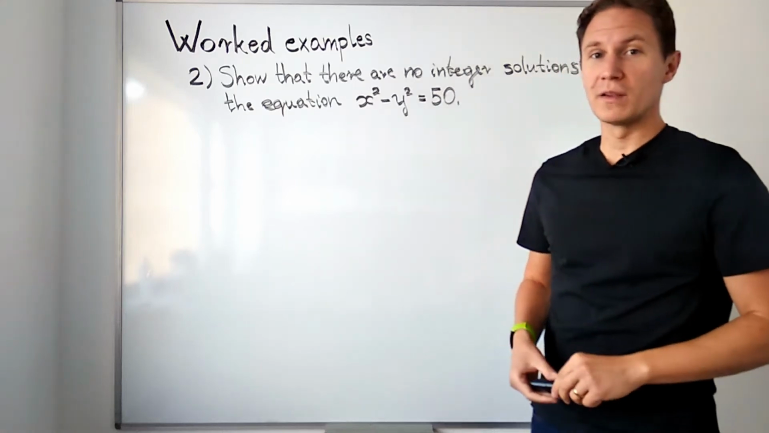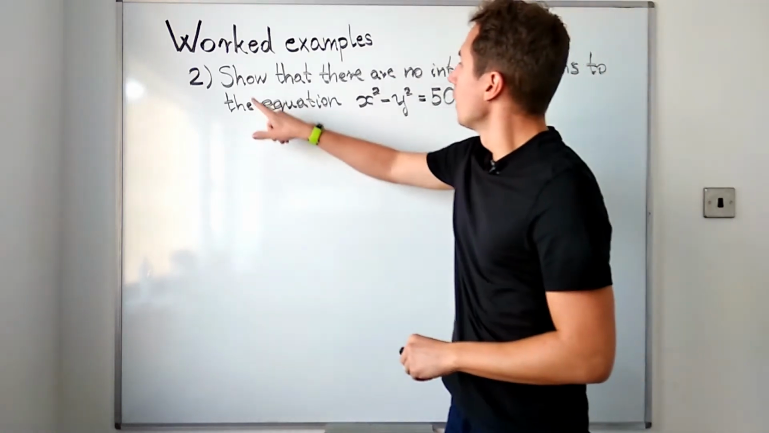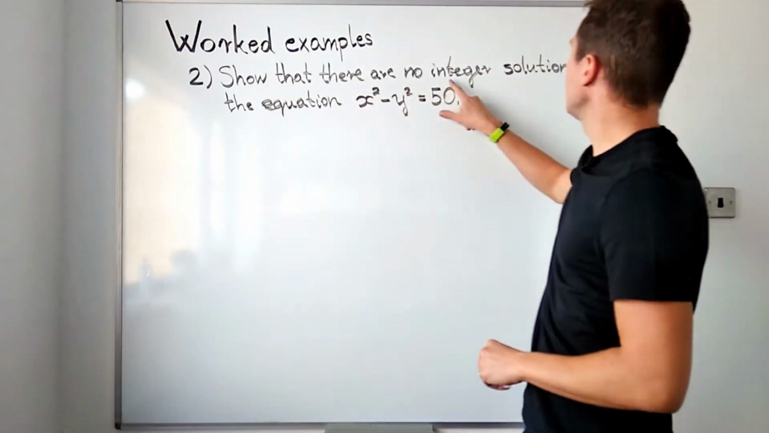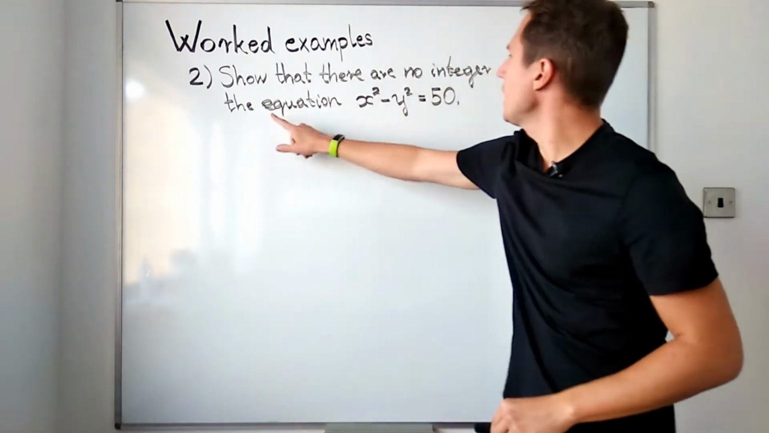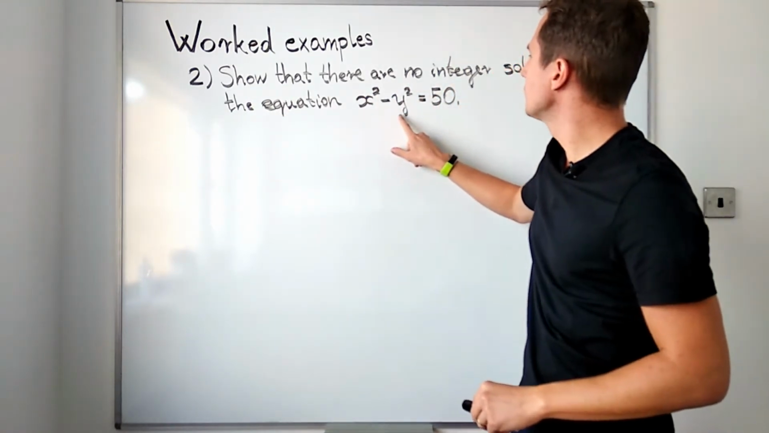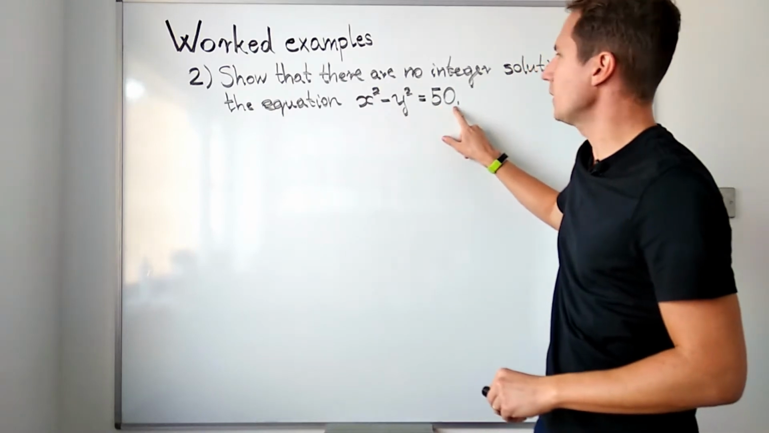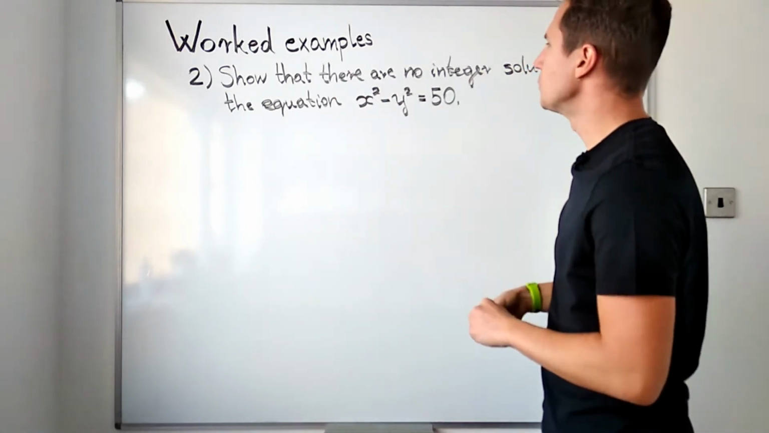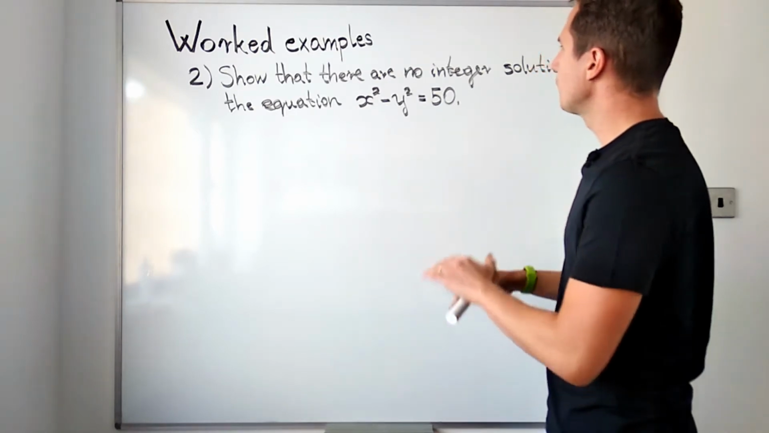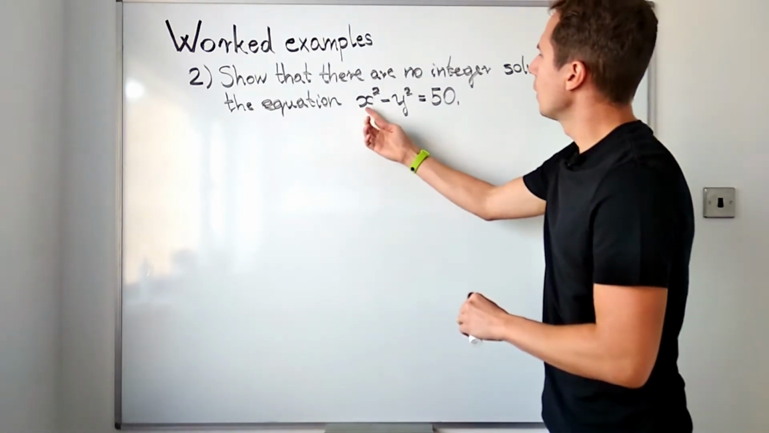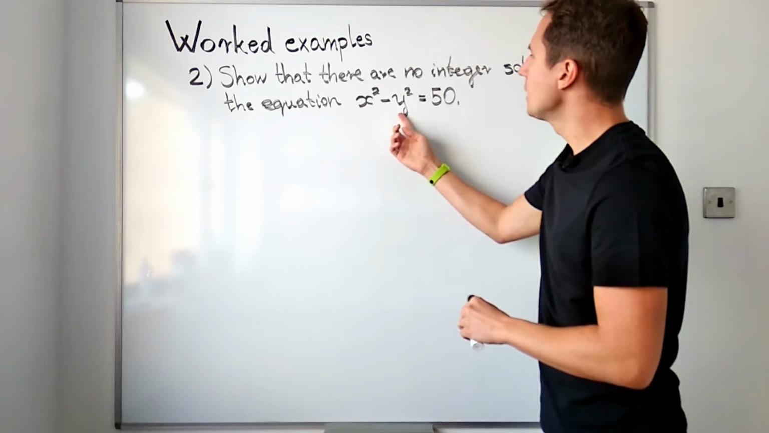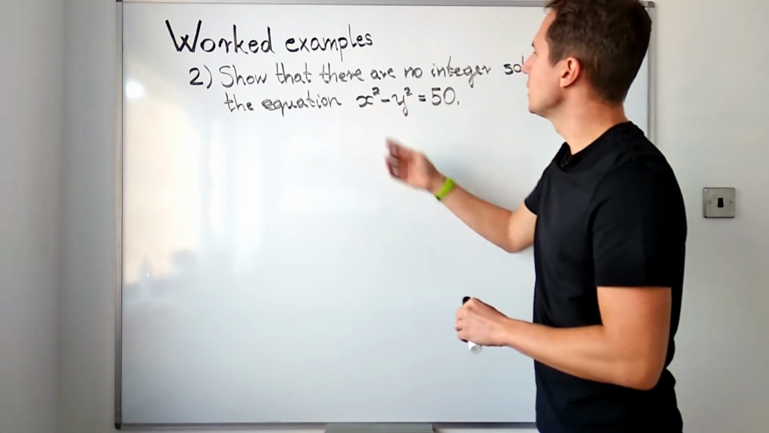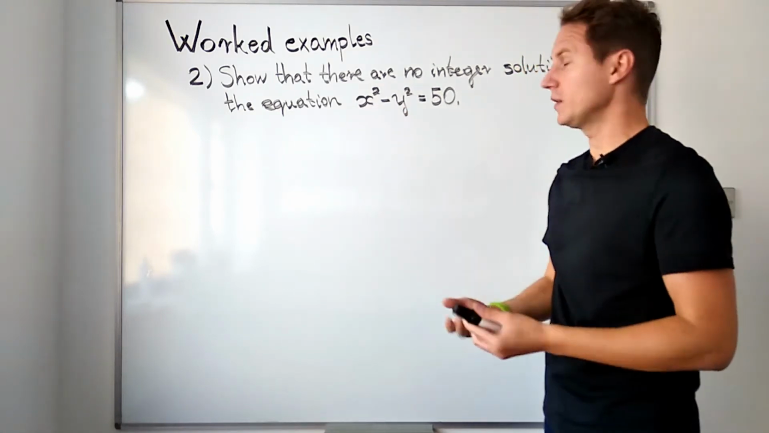In this video, we'll solve the following problem. Show that there are no integer solutions to the equation x squared minus y squared equals 50. Okay, so this problem asks us to prove that there are no integers x and y such that the difference of their squares would give us 50.